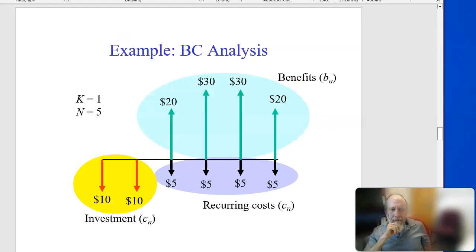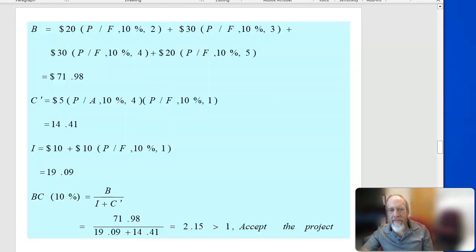Put this together, really not that hard. This one, you got some costs, you got some benefits. One of the costs is investment. The other cost is recurring cost, probably maintenance. The other is the benefit. It's a 5-year project in this case. Well, what do we do here? Straightforward. Put them all to present. If it's annualized, put it to present. Put them all together. B over I plus C prime.